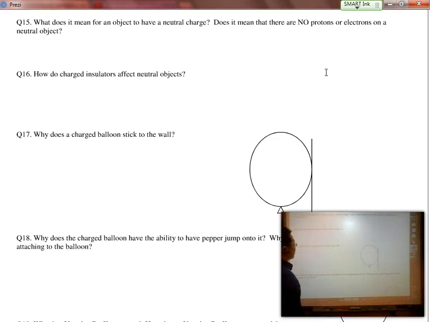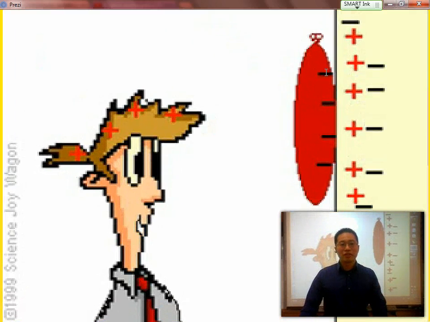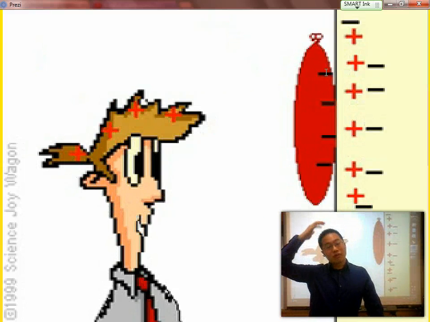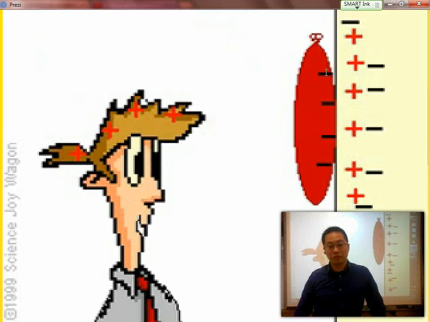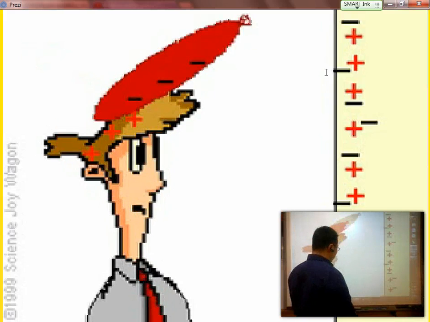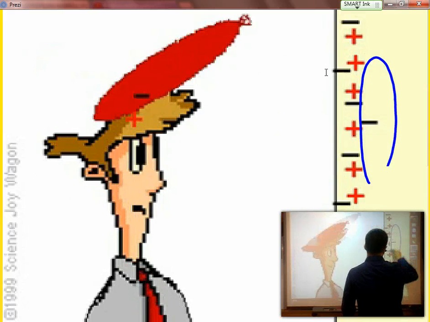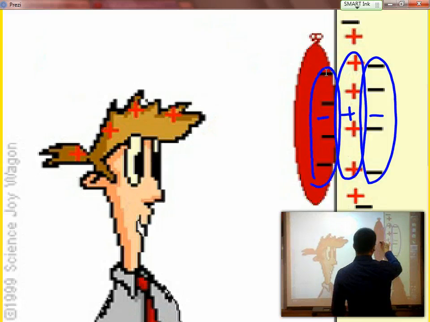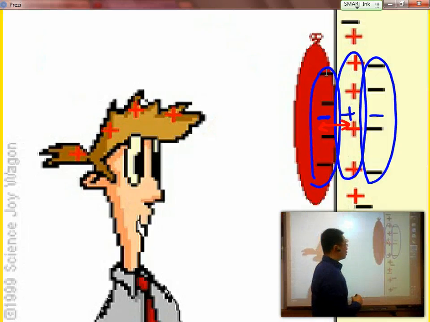how do charged insulators affect neutral objects? Well, you've seen this before with the person who has a balloon. He rubs the balloon on his hair. Through friction, electrons are taken off and they're deposited onto the balloon. And when you stick the balloon onto the wall, it creates a dipole in the wall where it's negative on one side and positive on the other side. Because the positive charge is closer to the negative charge, now it's going to attract.